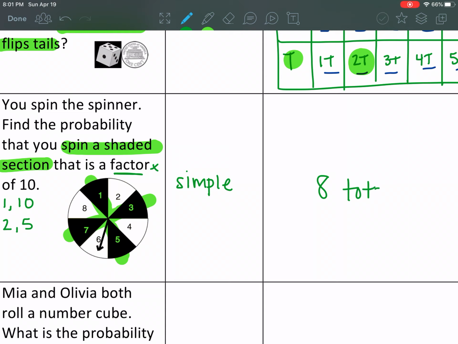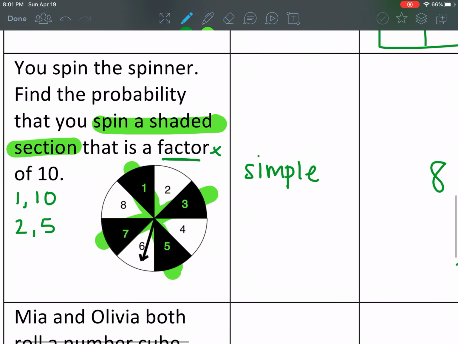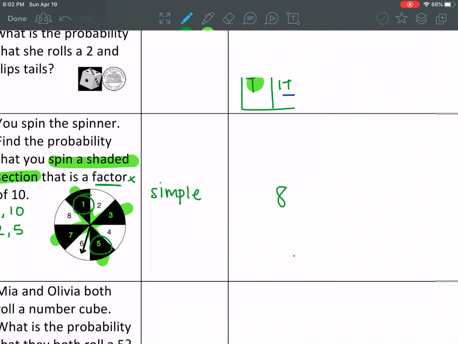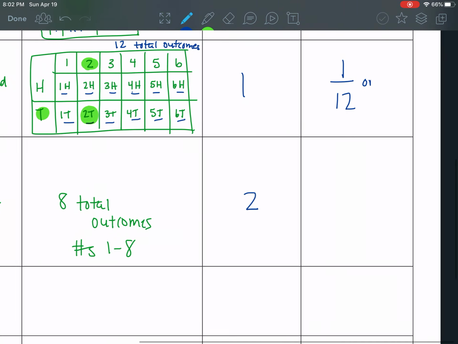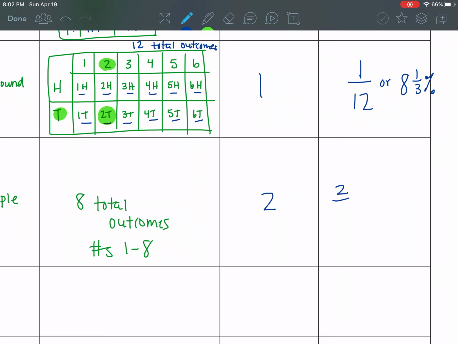8 total outcomes, okay? And they're all listed there, 1, 2, 3, 4, 5, 6, 7, 8. So numbers 1 through 8, okay? So of those ones that I highlighted here, well, 1 is a factor of 10, 3 is not, 5 is, 7 is not, so we have 2 favorable outcomes, okay? So 2 out of 8, and we always want to simplify, so that simplifies to 1/4. And again, as a percentage, that would be 25%, okay?